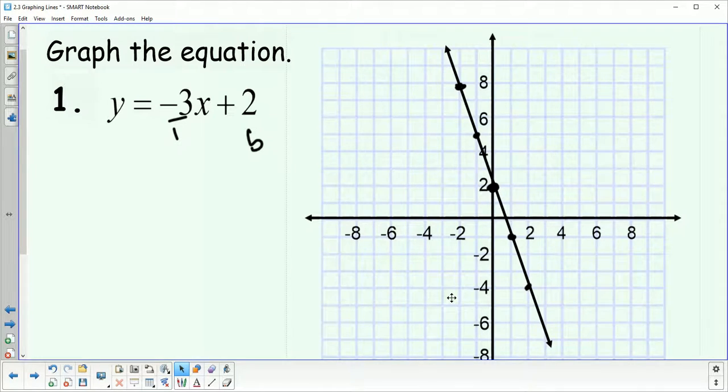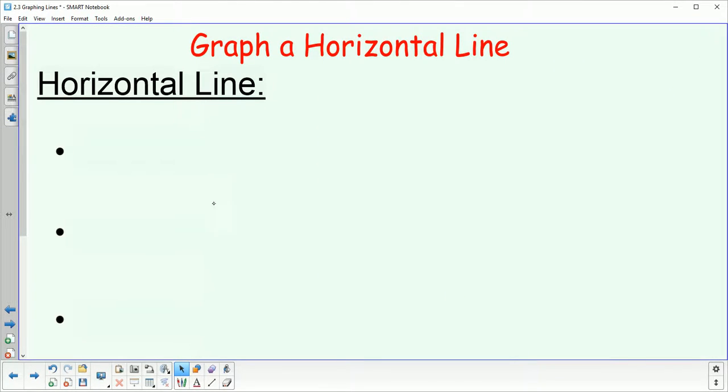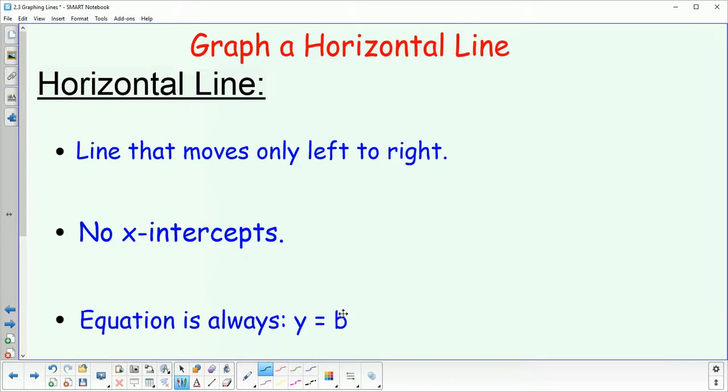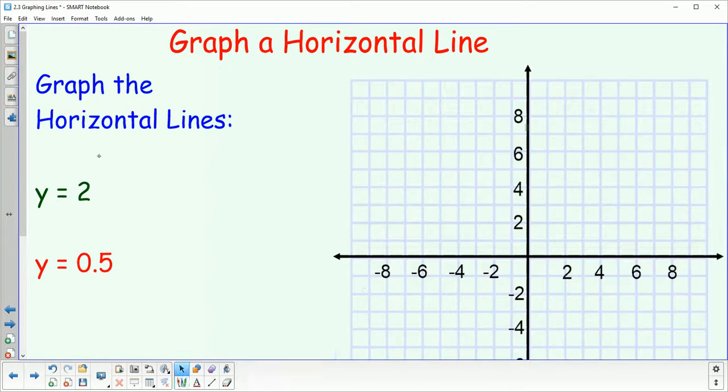Okay. So the only other thing we have to talk about are horizontal and vertical lines. Horizontal lines are always moving left to right. They have no x-intercepts, and they are always going to have the form y equals b, where b is just some number. It's going to be your y-intercept in this case. So whatever your y-intercept, that's where your line goes through. Two examples: y equals 2 would just be the green line we have, where it's horizontal, goes through the value at 2, and keeps going on forever. You notice it never crosses the x-axis. Or y equals 0.5, we want to go in between 0 and 1, and we would graph our line right there in red.